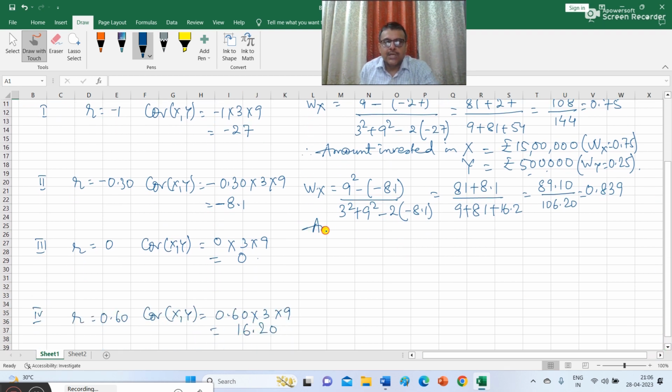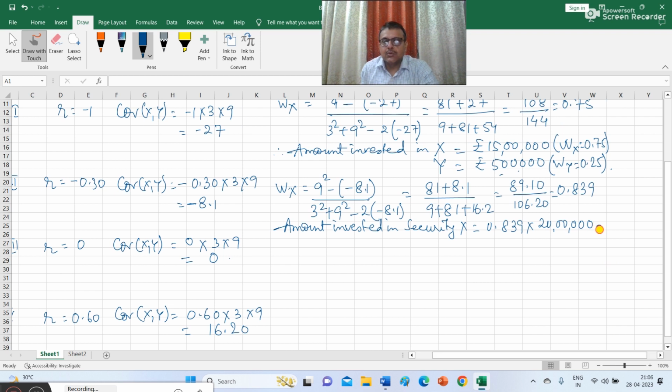So how much amount will be invested in security X? The amount invested in security X will be equal to 0.839 multiplied by 20 lakhs, and you will get an amount of rupees 16 lakhs 78,000. And the amount invested in security Y will be equal to 0.161 multiplied by 20 lakh, and you will get an amount of rupees 3 lakh 22,000.